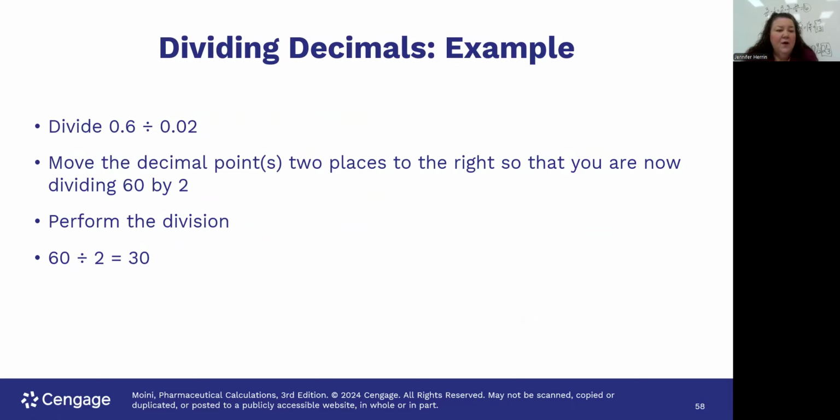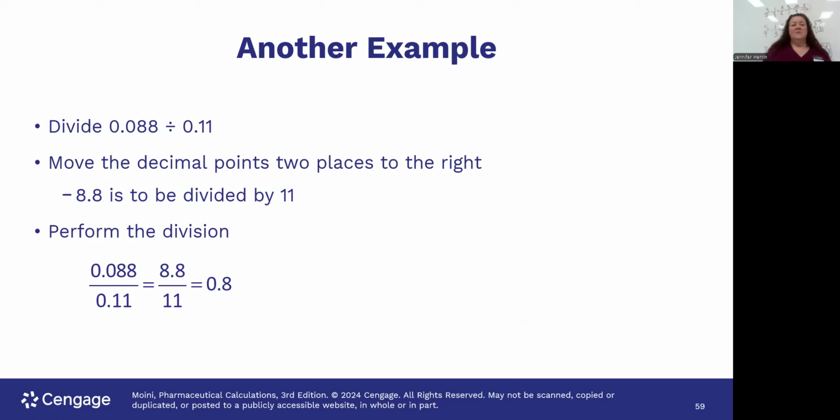So we are just going to plug the numbers into the calculator. They give us an example here of 0.6 divided by 0.02. You're literally just going to plug that into your calculator. So 0.6 divided by 0.02, and your answer comes to the same answer that they get, which is 30. Another example here is to divide 0.088 by 0.11, and you'll get an answer of 0.8.